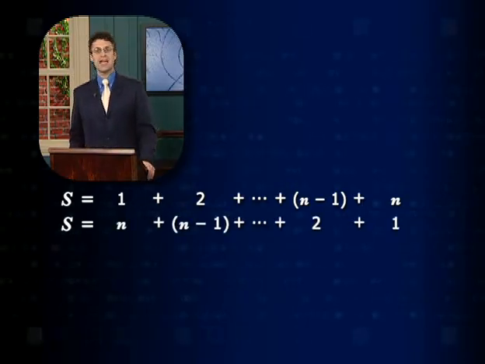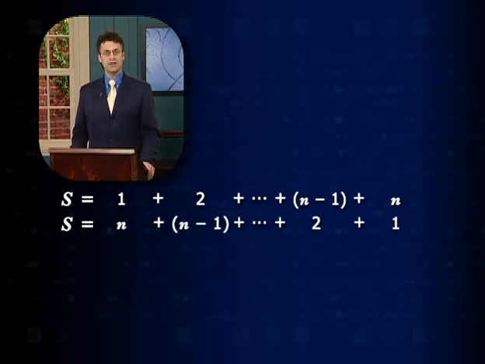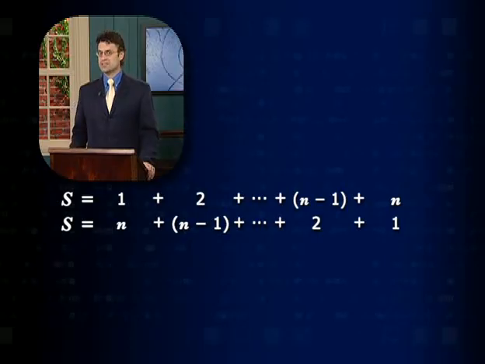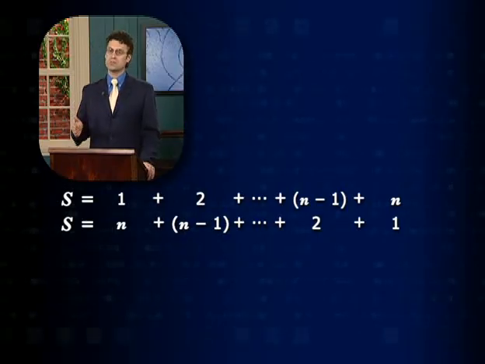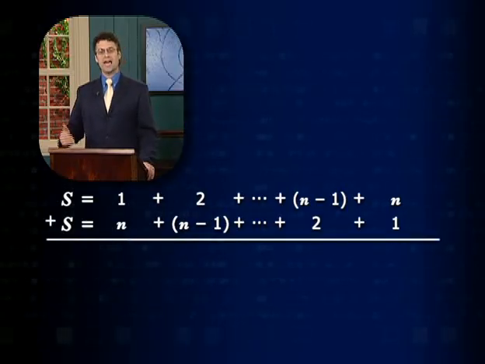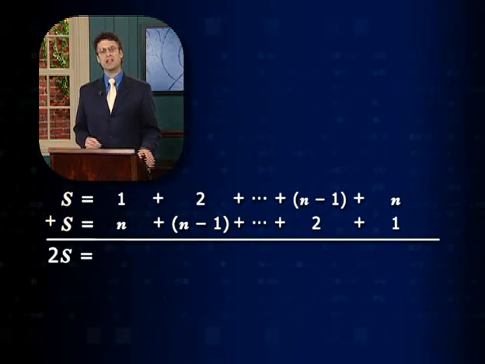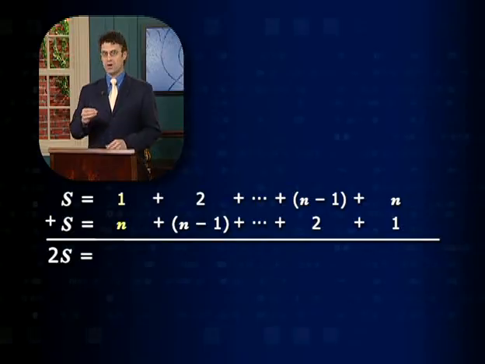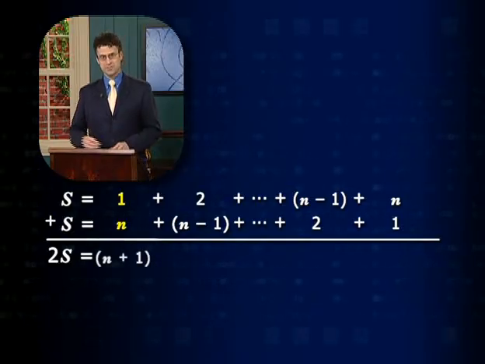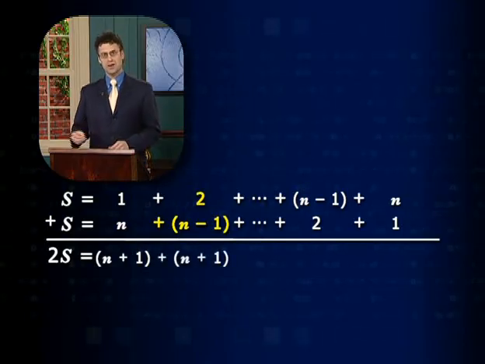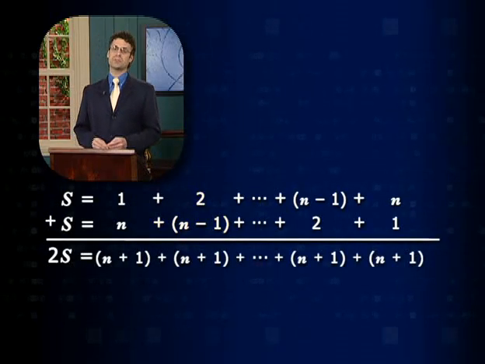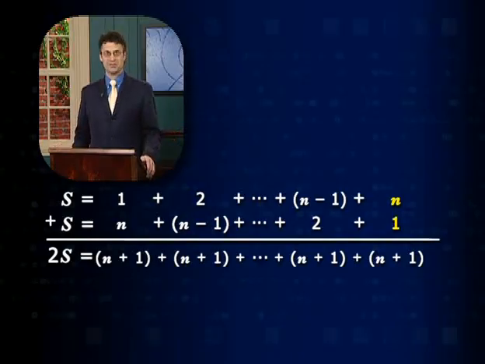So s equals n plus n minus 1 plus and so forth, decreasing each time until we get down to plus 2 plus 1. When we add both of these together, we see s plus s is still 2s, and now each column adds to n plus 1. 1 plus n in the first column is n plus 1. 2 plus n minus 1 is n plus 1, and so forth, all the way down to the last term, n plus 1, which is n plus 1.